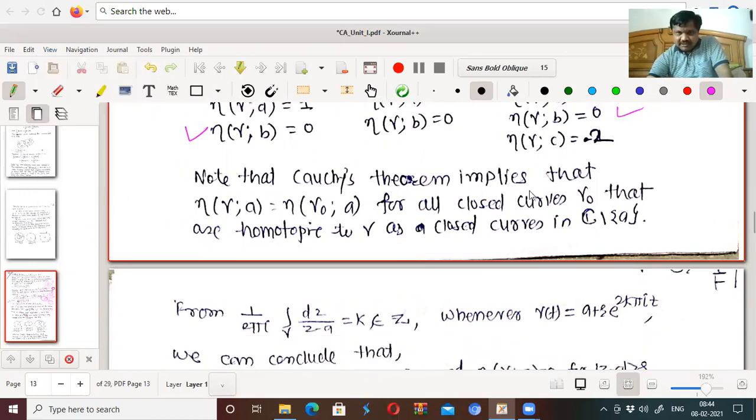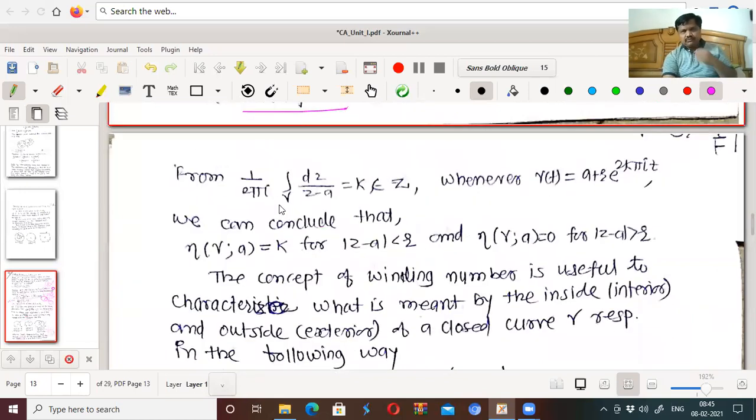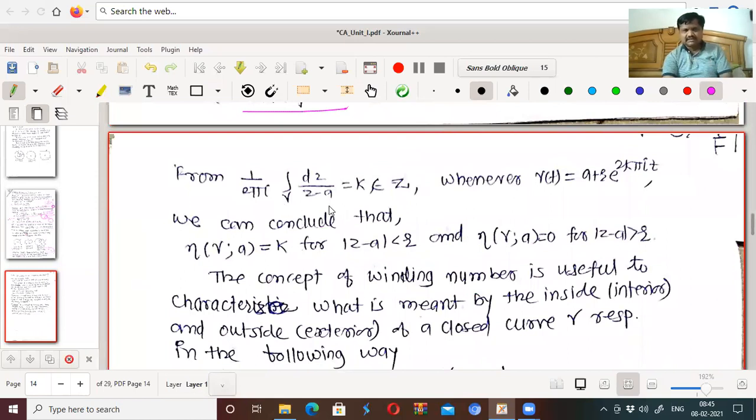Note that Cauchy's theorem implies that n(γ, A) equals n(γ₀, A) for all closed curves γ₀ that are homotopic to gamma in C minus the point A. That means if we take one more curve γ₀ which is homotopic to gamma, homotopic to gamma meaning similar to gamma, then for this γ₀, n(γ₀, A) is the same as n(γ, A). From 1/(2πi) times the integral over gamma of dz/(z − a) equal to k, which belongs to the integers, we have this one.